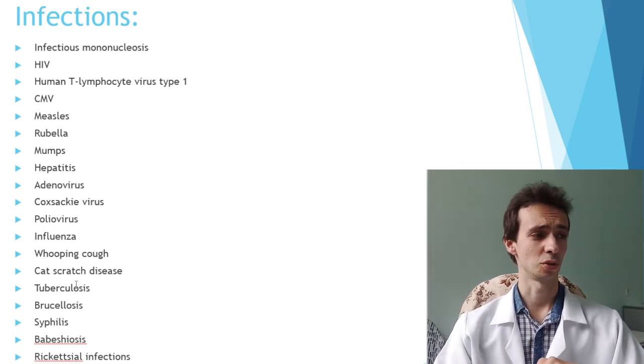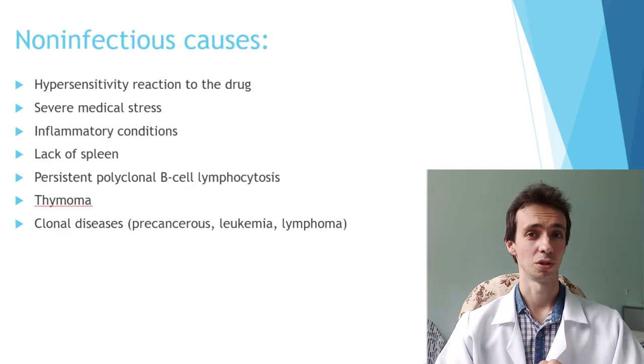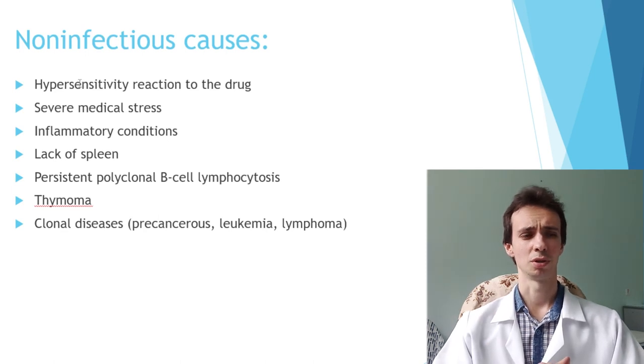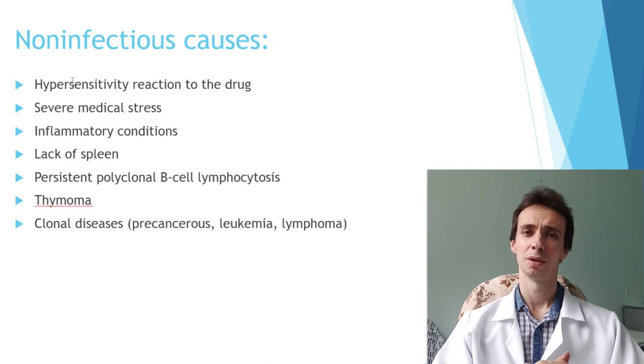And also you see there are a lot of other infections like tuberculosis, brucellosis, syphilis, babesiosis, and rickettsial infections. And there are some non-infectious causes. Of course, it can be a hypersensitivity reaction to a drug. When the person starts to take some new drug and in 2 to 6 weeks, for example, he gets these high lymphocytes. Also, there can be some allergic symptoms and high eosinophils in the blood. And this is called DRESS syndrome.